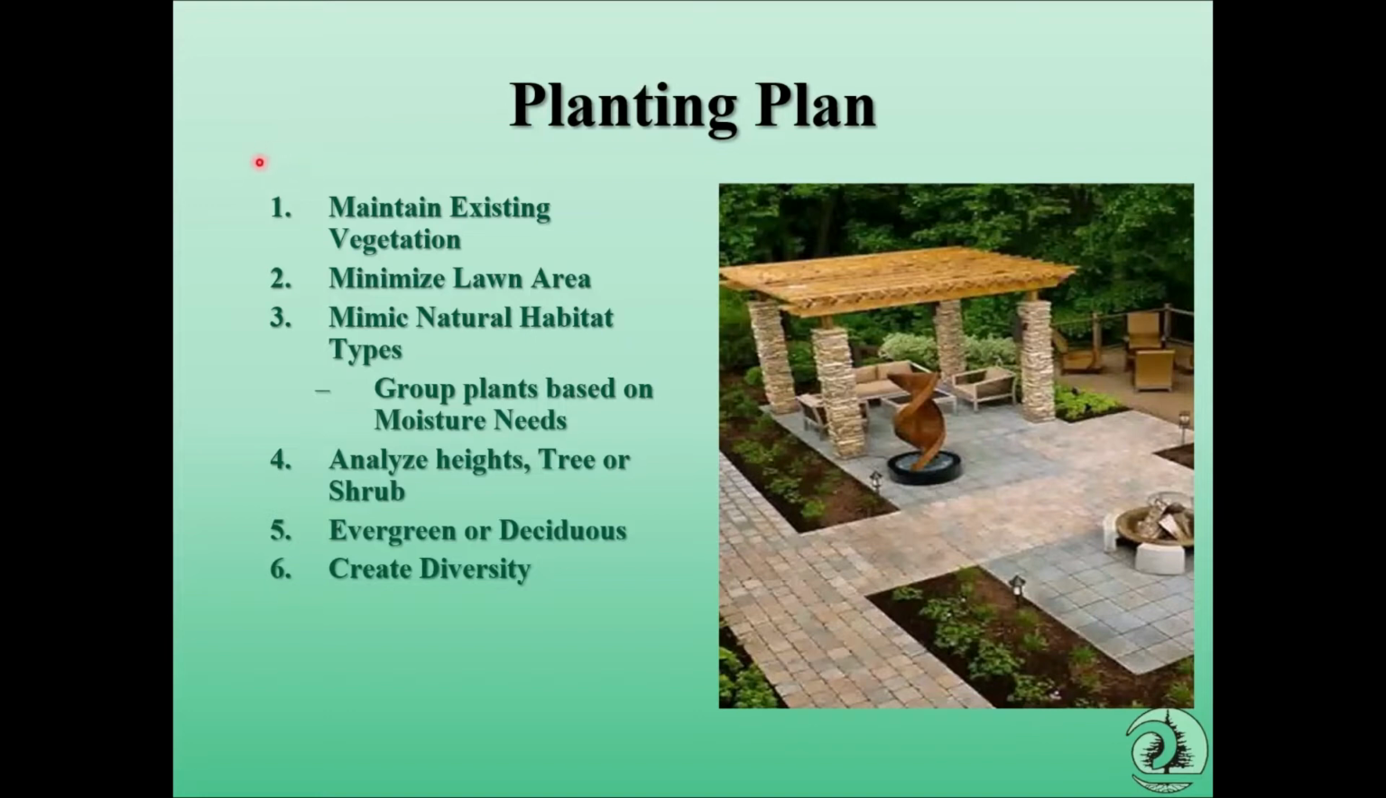You want to mimic natural habitat types. Plant the wet plants with the wet plants, the dry plants with the dry plants. And before you pick your species, you want to analyze heights, and we're talking mature heights for our species of plants and trees and shrubs. And do you have overhead lines, all of that. Are you going to choose evergreen or deciduous? And the whole point is that you want to create diversity and you want to create habitat.